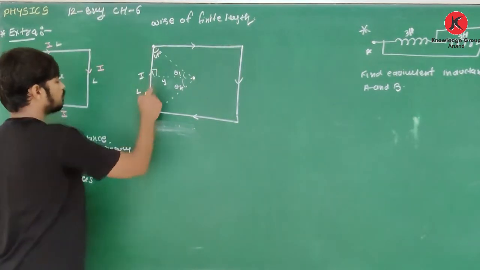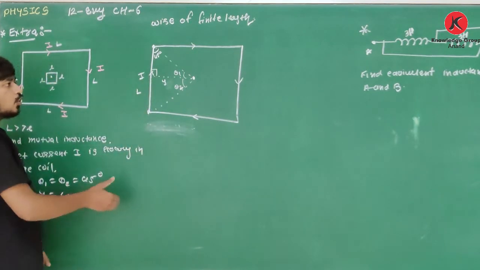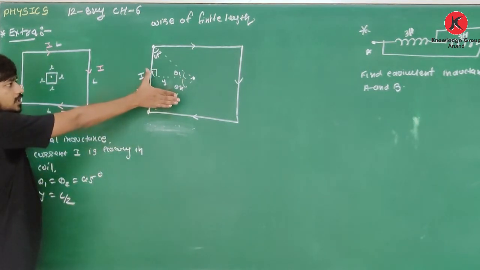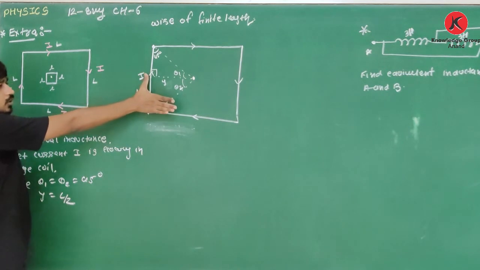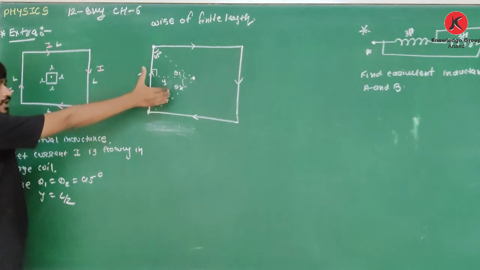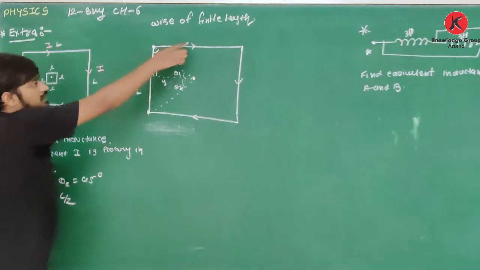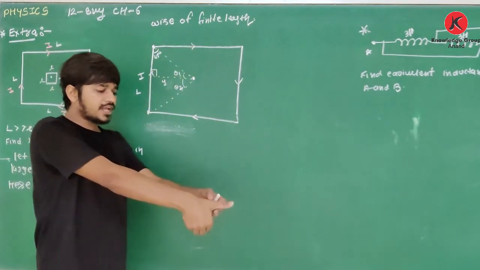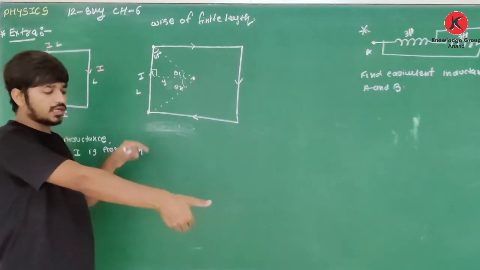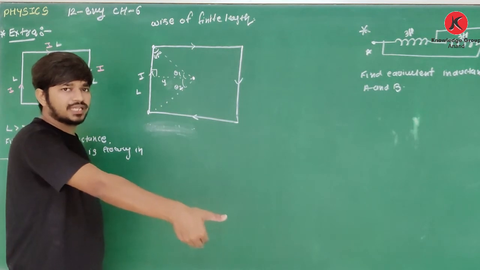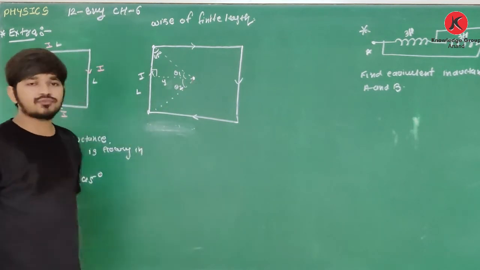For the magnetic field produced due to this wire, hold the wire in your right hand with the thumb in the direction of current. On this side, the fingers are going inside, so the magnetic field due to the first wire is inside. For the second wire, current is going in this direction and the point is below the wire, so below the wire the fingers are again going inside. So the magnetic field is inside.